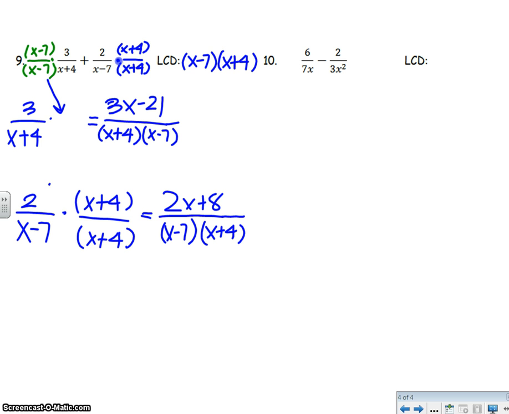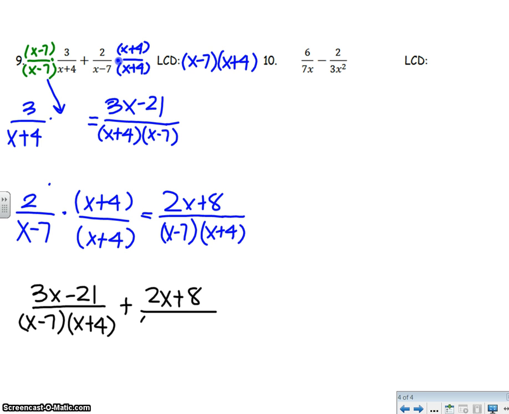So now what we've done is we've made these two fractions have a common denominator. So now we can go ahead and we can add these like we had been doing on numbers 1 through 6. So we're just rewriting 3x minus 21 over our common denominator plus 2x plus 8 all over our common denominator. And remember our rules for fractions. If we have a common denominator, we just add the numerators.